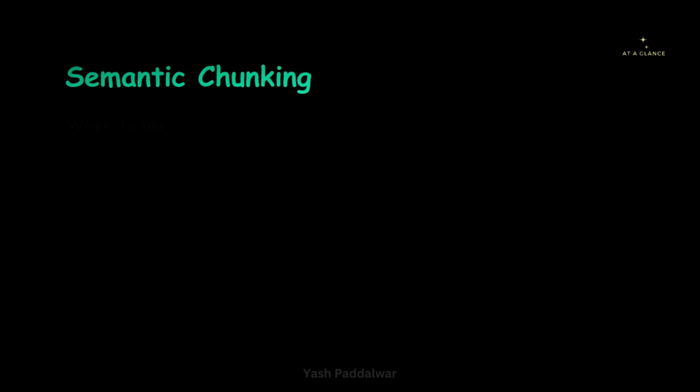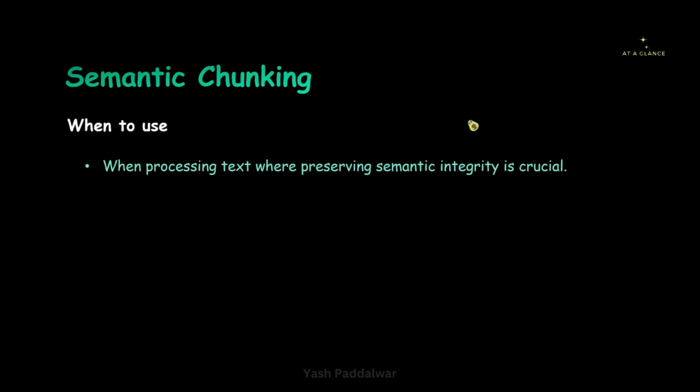Now let's see when to use semantic chunking strategy. While processing text where preserving the semantic integrity is crucial. I already have shown you an example where semantic chunking will suit the best: whenever we have a paragraph or multiple text files in which fixed size chunks cannot be made, or maybe the chunks that can be made with the normal method won't work during the retrieval process. In that case, we can go for semantic chunking.